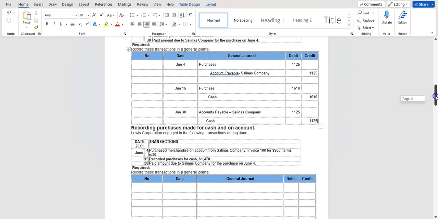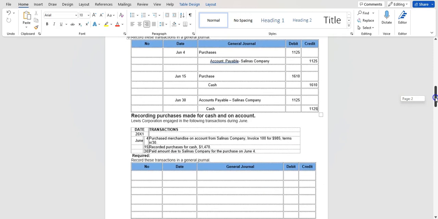All right, now we're looking at recording purchases made for cash on account. All right, made for cash and on account. So we're going to go over this one more time. Okay, so we have June 4th again, and we purchased merchandise on account. Okay, and this is from Saleen's company again. So it's going to be accounts payable.